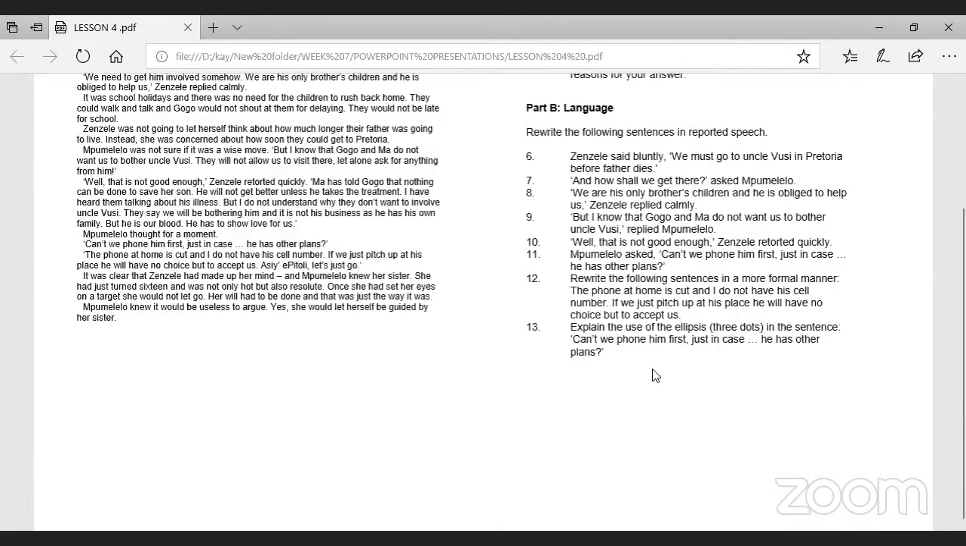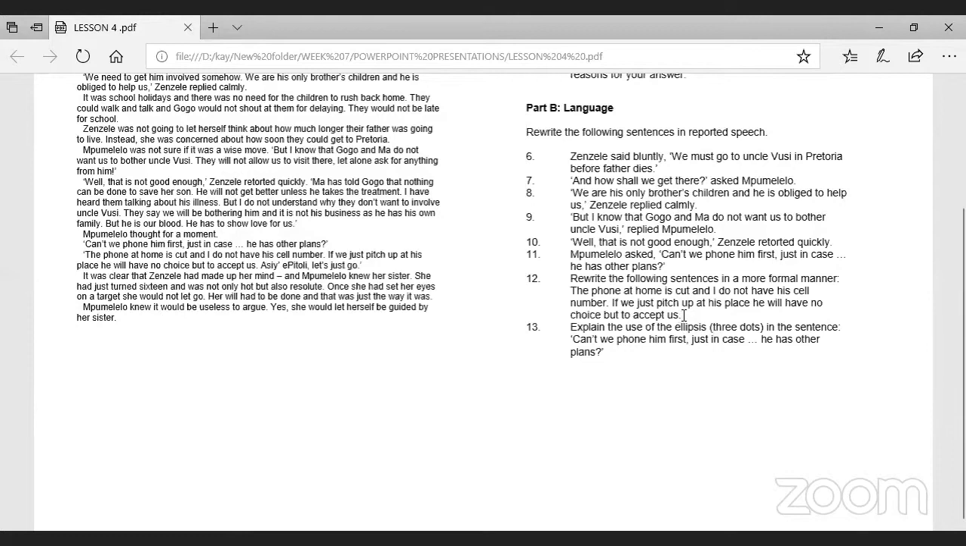So when you get to number 12, it says rewrite the following sentences in a more formal manner. So this is the sentence until accept us, and you have to rewrite that in a formal manner. Remember, just like last week, we did formal and informal writing, and we did polite language as well. So if you were not in any of those lessons, it's still fine. I want you to attempt writing that sentence in a formal manner.